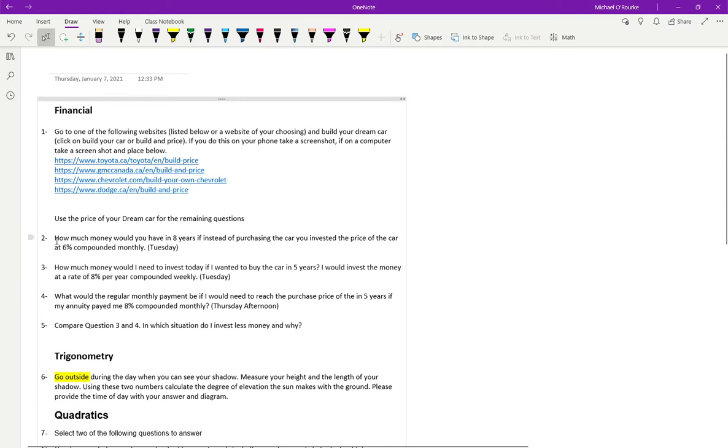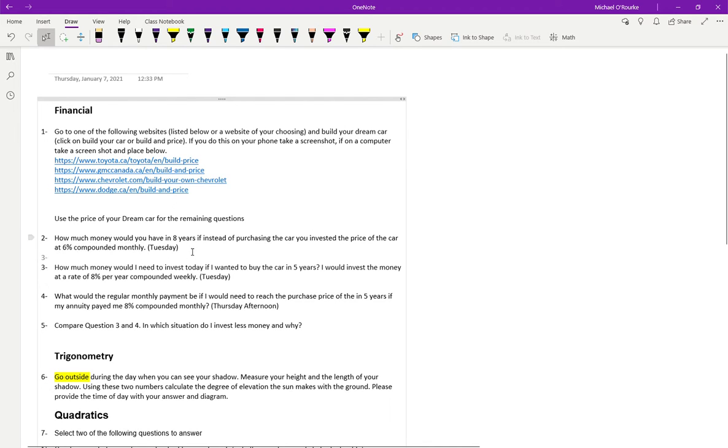Okay? So the first question is, how much money would I have if instead of purchasing the car, you invested the price of the car, you invested the money in an investment that's 6% compounded monthly.